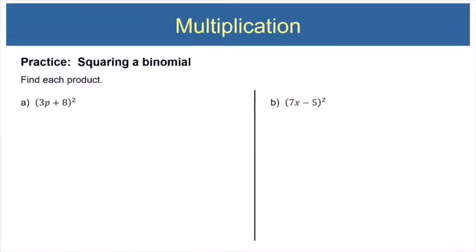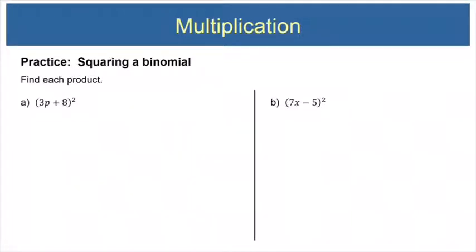Let's practice using that shortcut. Now, if you're ever not sure, you can just write this problem out times itself and do the FOIL steps. But I want you to try to get used to letting go of that rail. Just get used to using the shortcut and relying on that instead of the FOIL steps.